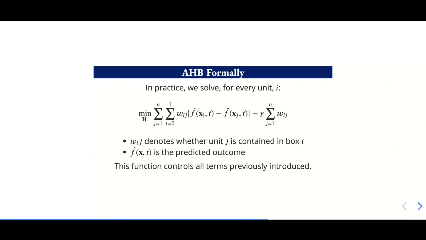And these f hats here are the predictions made at stage one by the machine learning algorithm on the units in the matching set. As you can see, we're trying to make the distance between predicted outcomes for all treatments of units in the same box as small as possible. And on the right hand side of this minus sign, there is a term that controls how many units are in the box so that we can maximize that number.